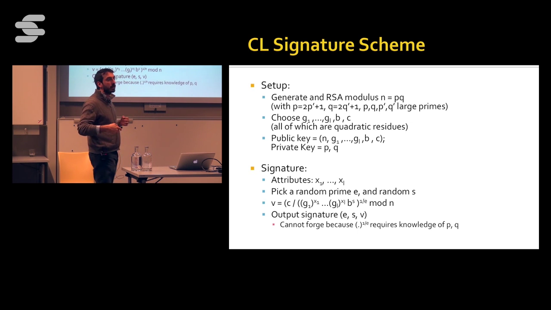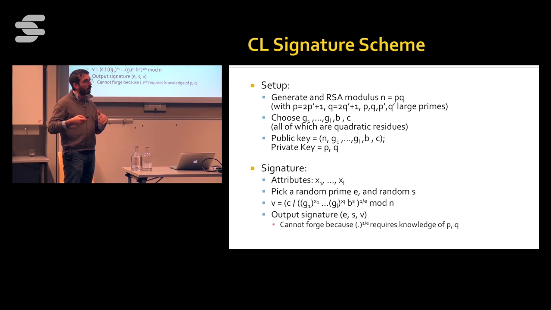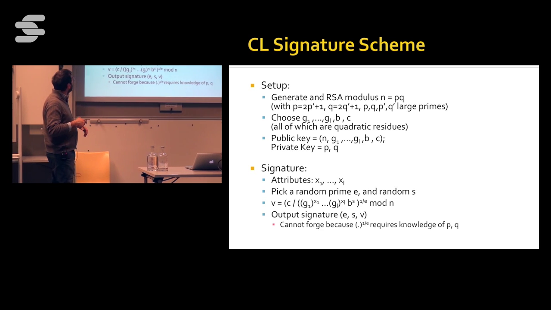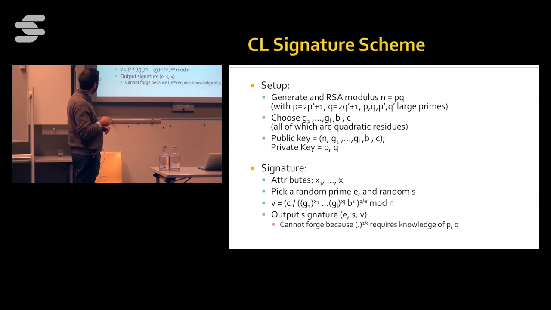It's basically an RSA signature. If you know how RSA signatures work, this is your lucky day. But ultimately, there is a bit of a setup, and here there is a soup of numbers, but ultimately what happens is that we have a P and Q prime and N is their product. And then we just choose G1 all the way down to GL. This is the way we're going to encode our credential. And then there is a magic B and a magic C. By magic, I mean largely arbitrary random numbers B and C.